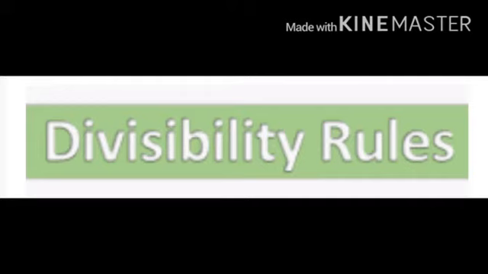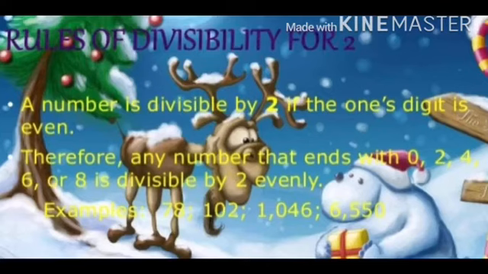Now let us understand the divisibility rules of the numbers from 2 to 11. Rule of divisibility of 2. A number is divisible by 2 if the one's digit is even. Therefore, any number that ends with 0, 2, 4, 6, 8 is divisible by 2 evenly.